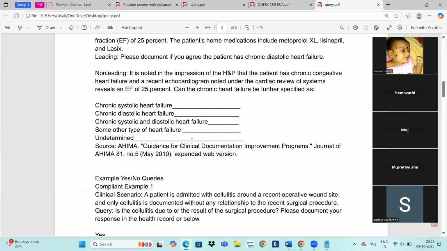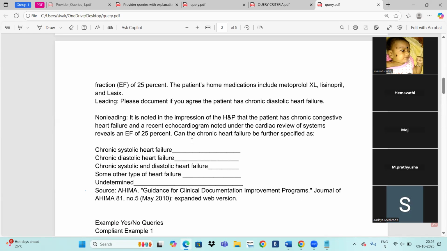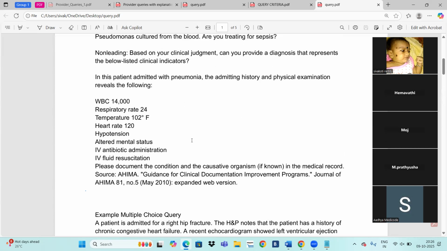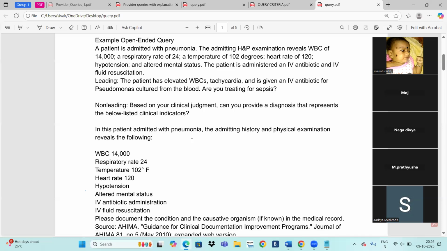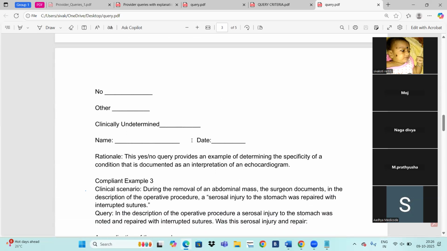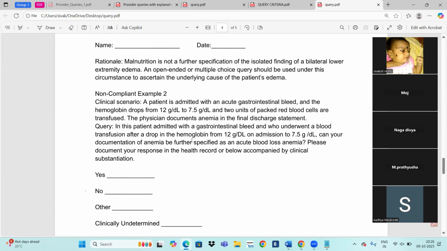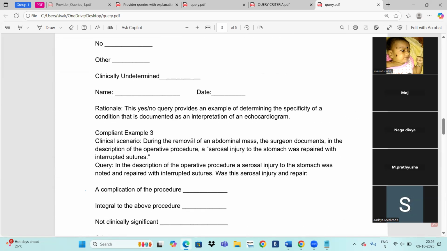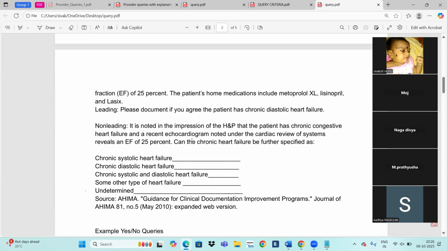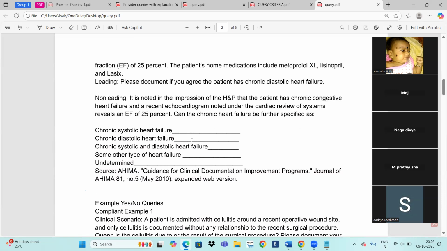If we get a format like multiple choice but with no options, just free text, which type of query should it be? Open-ended. Clear? So yes, no, other is yes or no type; free text is open-ended type; and options is multiple choice format type. Now you get the idea about query formats, right? How we need to raise the query.